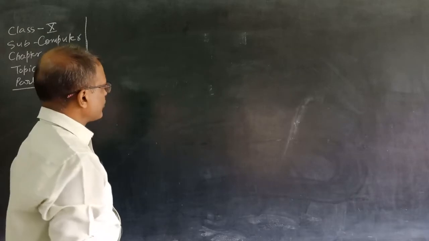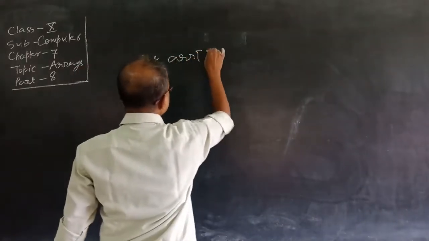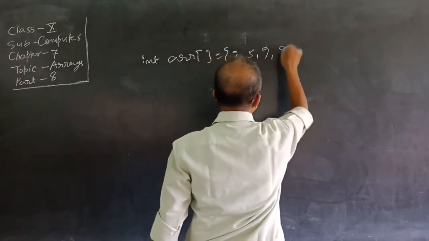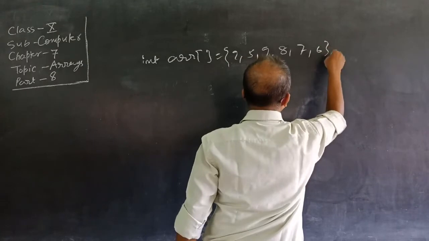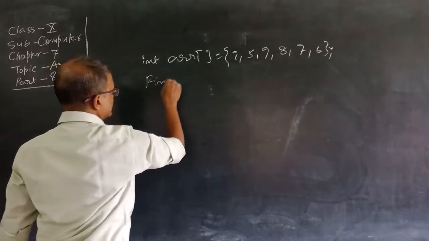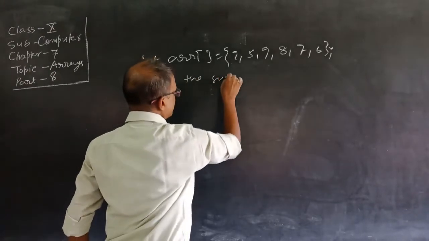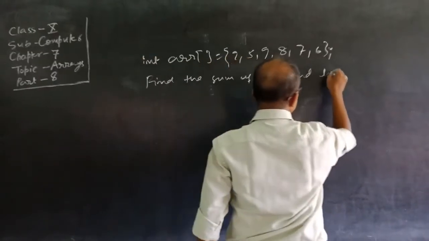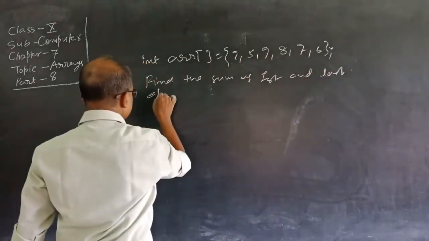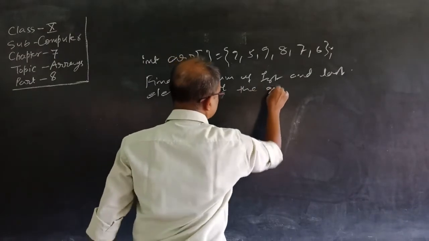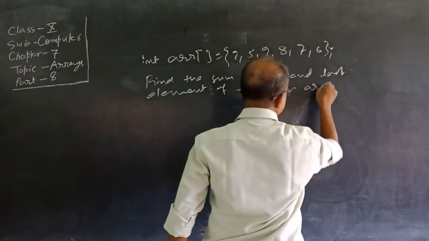Here one more type of problem is asked. Suppose you are given int arr equal to {2, 5, 9, 8, 7, 6}, and you will be asked to find the sum of the first and last element of the given array.